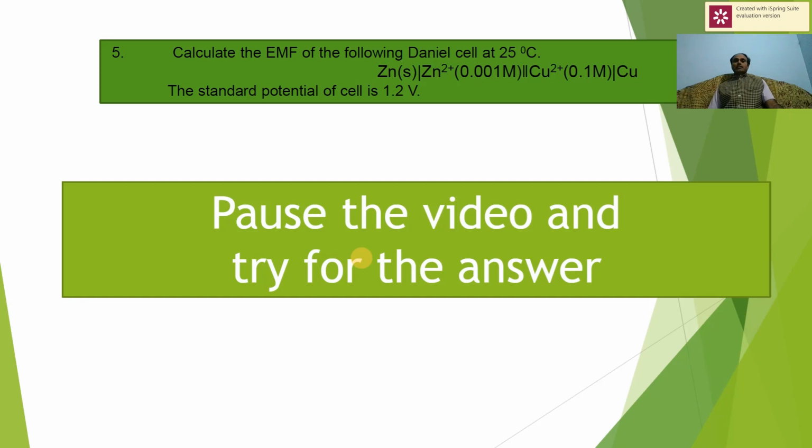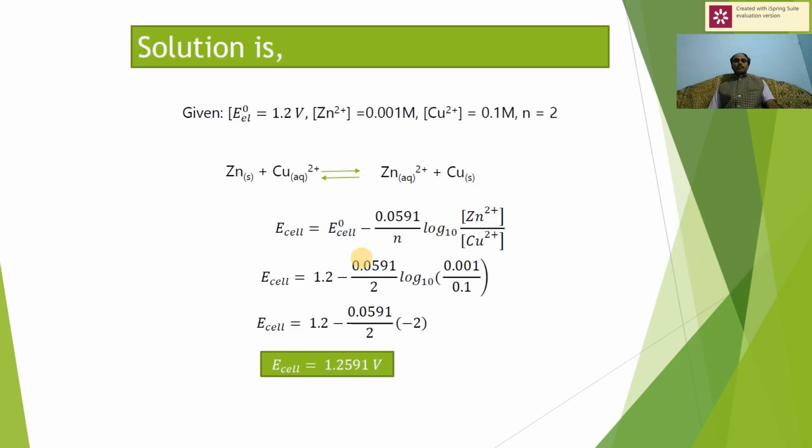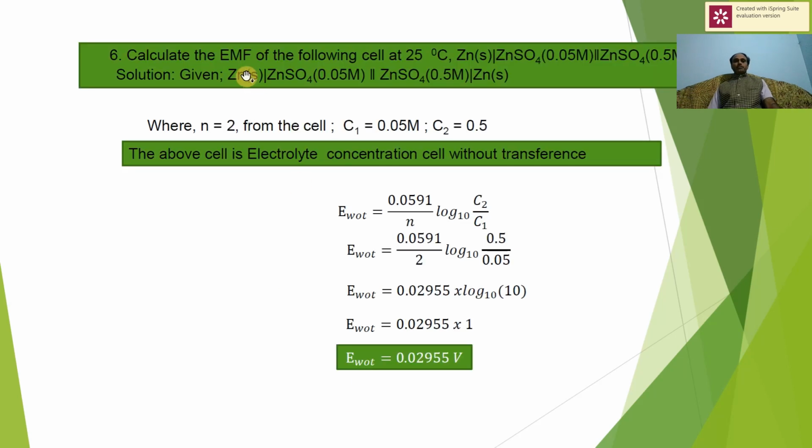Yes, most of you have tried for the answer, and if your answer is 1.2591 volt, then it would be a correct answer. These are the data I have written. This is the cell reaction, and this is the formula, and after substitution you will get 1.2591 volt. I hope that you have obtained the correct answer. Then we will move to the next problem.